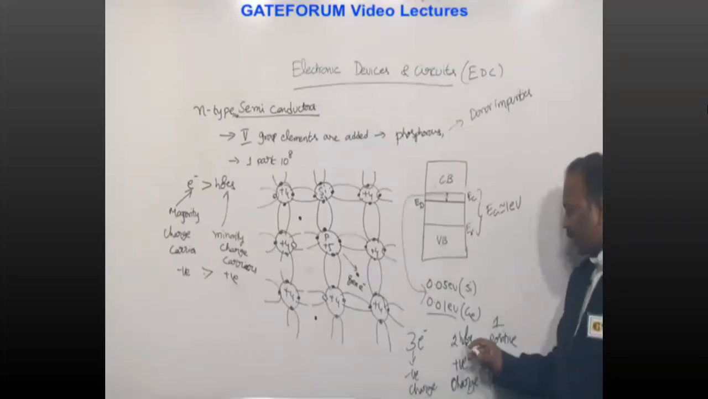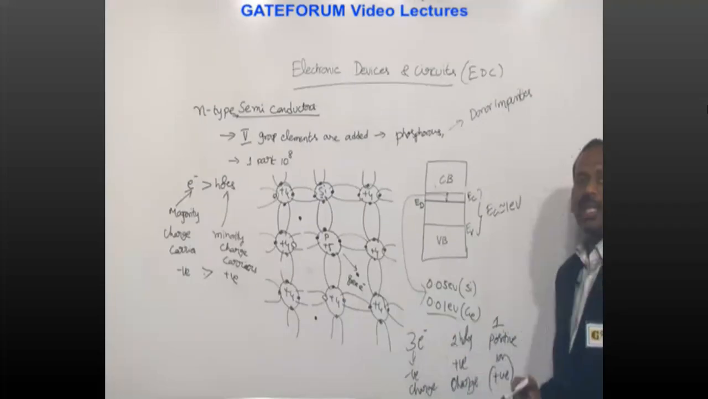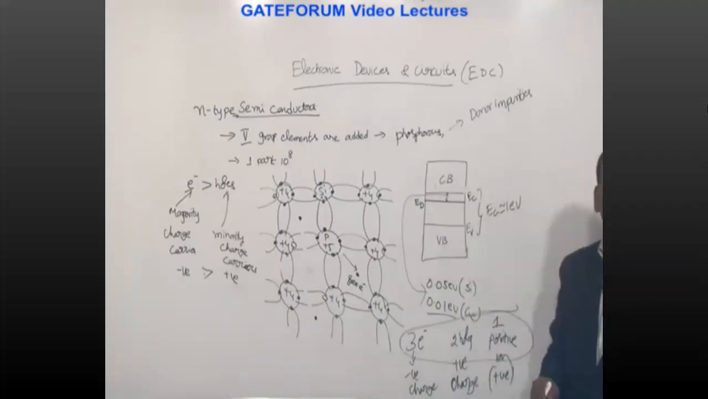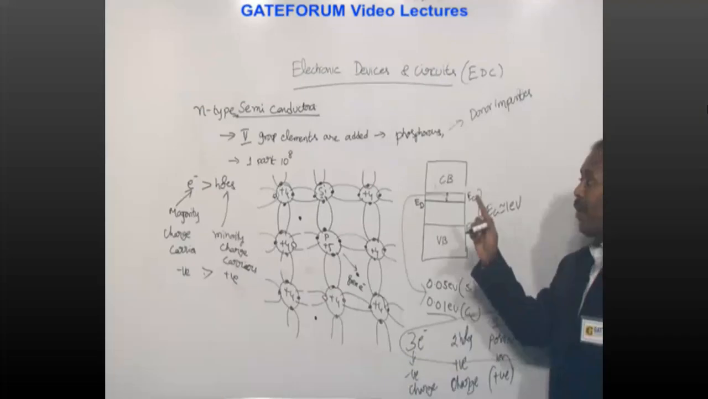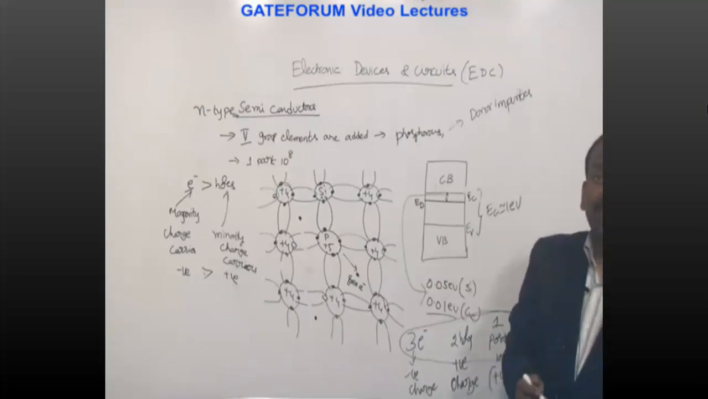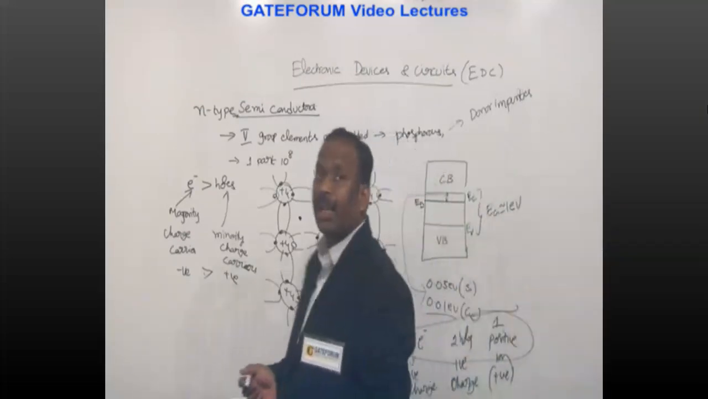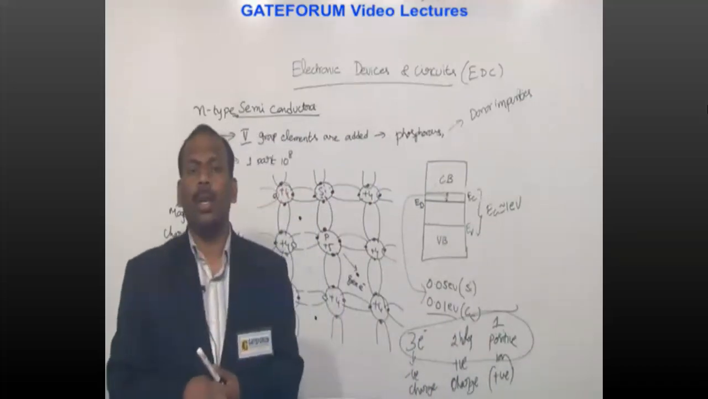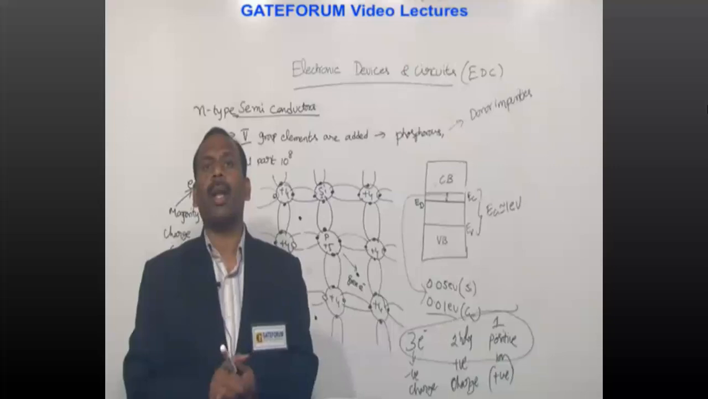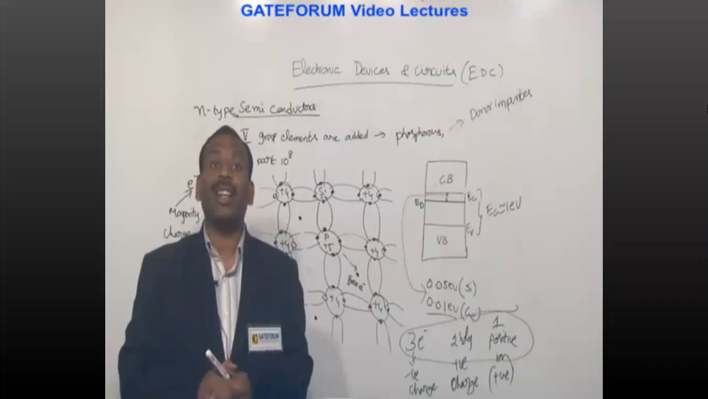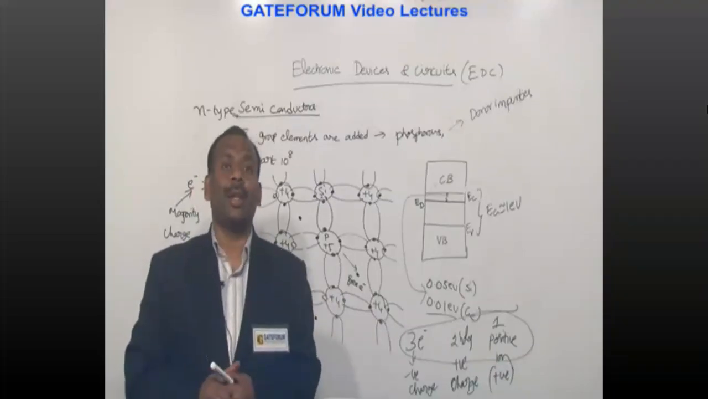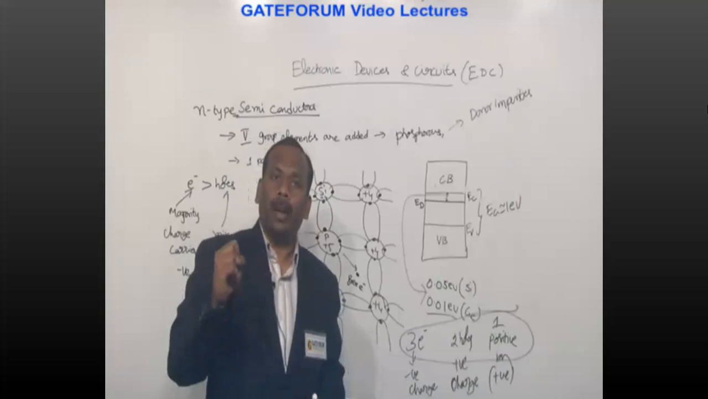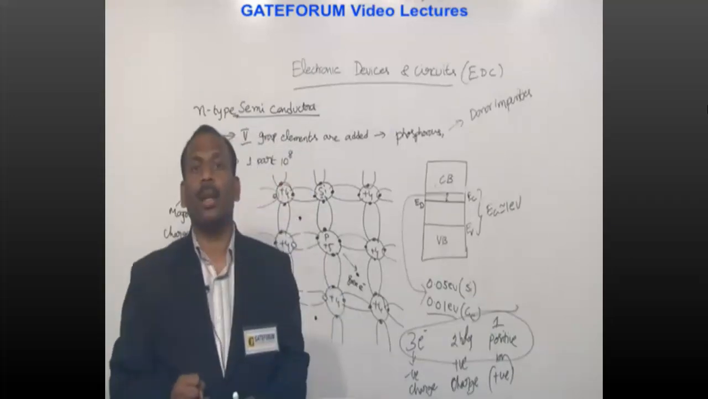So total positive charge is 2 plus 1, 3, negative charge is 3. Therefore overall it's electrically neutral or not? Therefore n-type semiconductor is electrically neutral. Similarly in intrinsic semiconductor or pure semiconductor, number of electrons is equal to number of holes. So positive charge is equal to negative charge. Therefore that is also electrically neutral. So n-type semiconductor is neutral, intrinsic semiconductor is neutral.